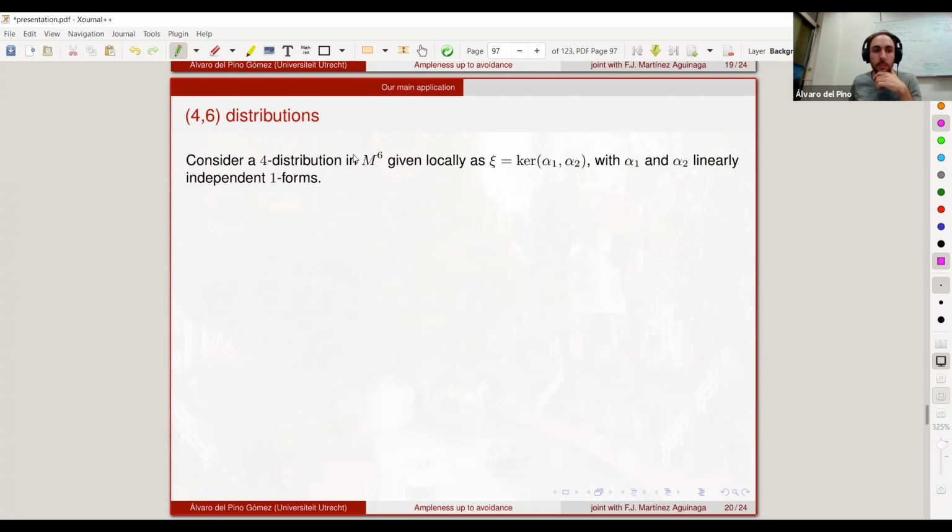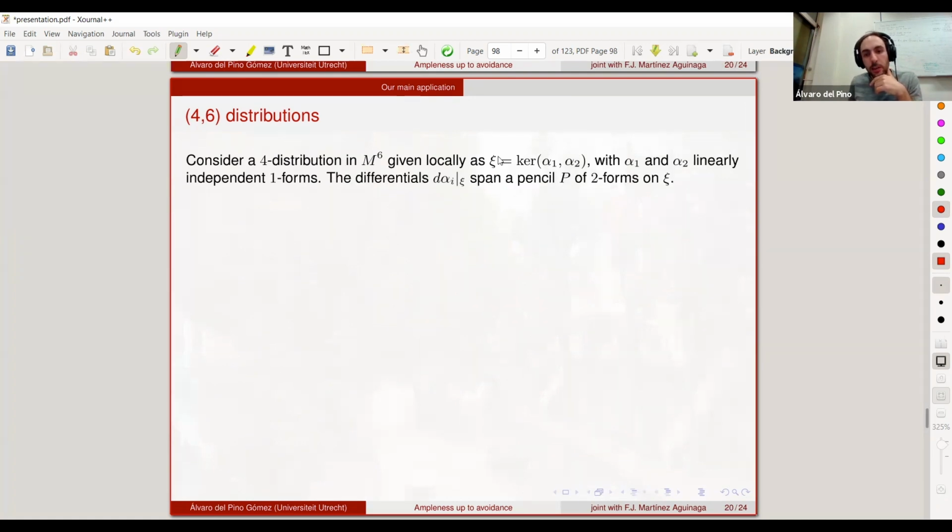We look in dimension 6 and rank 4, and we're looking at maximally non-integrable distributions. I'm going to tell you what this is in a second. We do it as follows. You say, okay, I look at a distribution psi, and at least locally you can express it as the kernel of 2 one forms, alpha 1 and alpha 2.